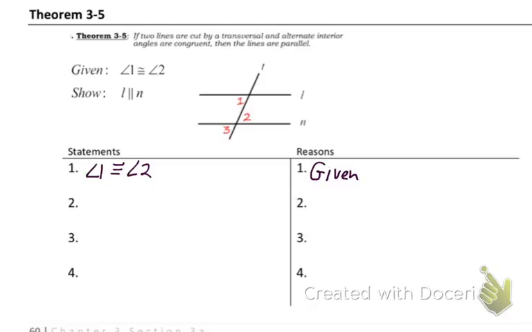Grace, I saw your hand first. You could do angle 2 and angle 3 are congruent because they're vertical angles. Yeah. Angle 2 is congruent to angle 3, and that's the definition of vertical angles, or you could just put vertical angles.